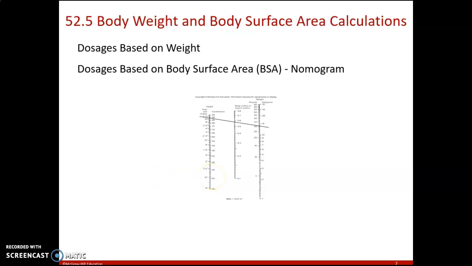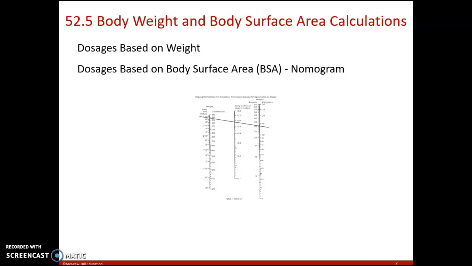So, body weight and body surface area are most often used in pediatric dosing, and that is because we can't simply dose them the same way we would do adults, so we need to use something that is relevant to them, and that's usually as they grow, they get bigger, and as they grow, they get a higher body surface area.